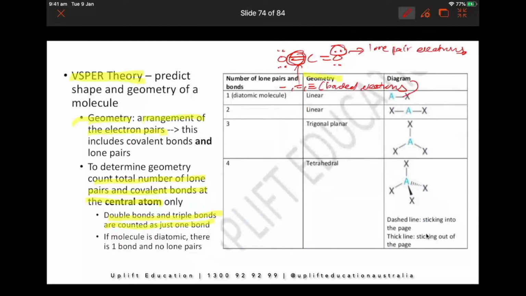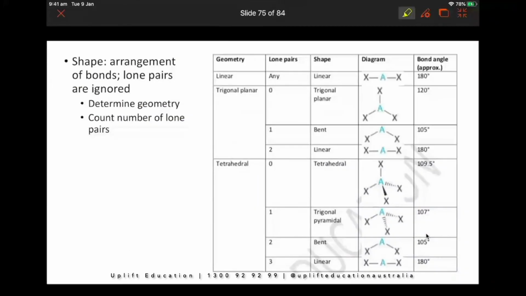Doing an example, again, if we look at carbon dioxide, we're counting the number of pairs just at the central atom, so just at carbon. So we have one, and then we have two. And then looking at this table, this is what we call a linear geometry. So that's all you have to do when it comes to geometry. You just need to count the total number of electron pairs or covalent bonds, and use this table to figure it out.